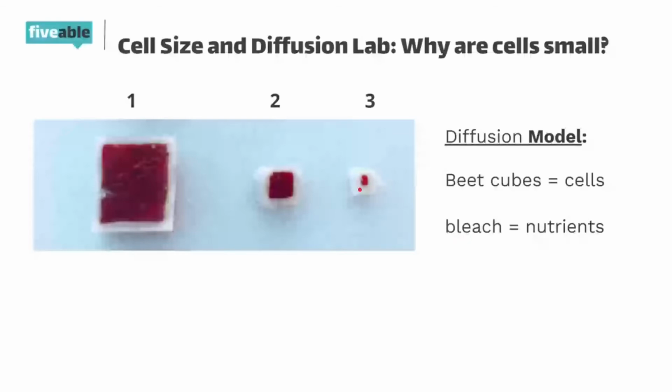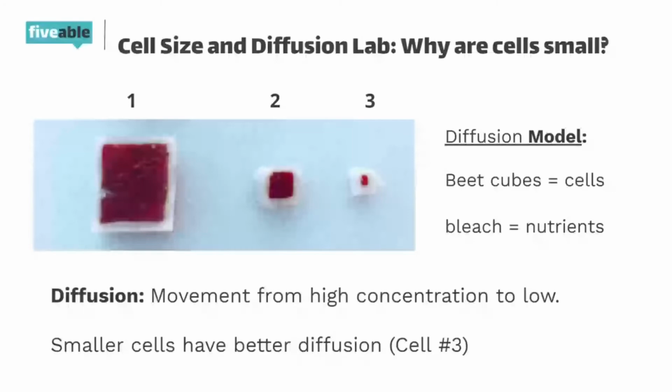Bleach makes things white, right? If you ever ruined your clothes or maybe even used bleach for tie-dye, who knows? But it's showing you that for the larger cell, bleach barely got in, a little bit more on the medium cell, and then the smaller cell, that nutrient is able to go through more efficiently. So we know that diffusion is movement from high concentration to low. And based on this model, cells have better diffusion if they're small, right?